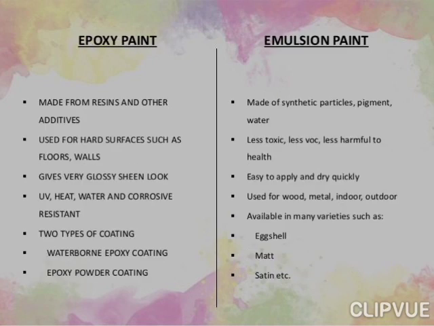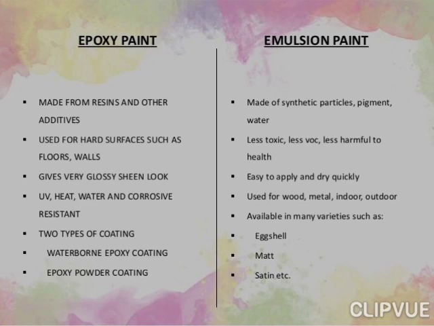Epoxy paint. These are made from resins and other additives. These are basically used for hard surfaces such as floors, walls. This gives a very glossy sheen look. These are UV, heat, water and corrosive resistant. There are two types of coating: waterborne epoxy coating and epoxy powder coating.